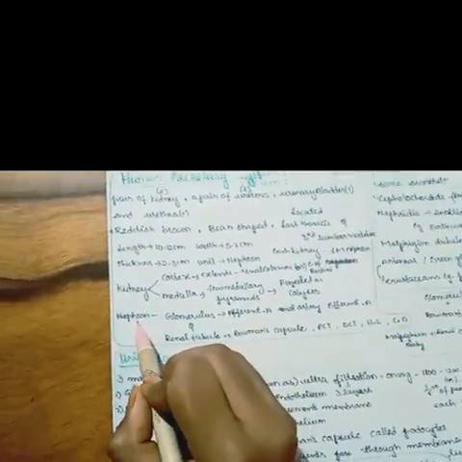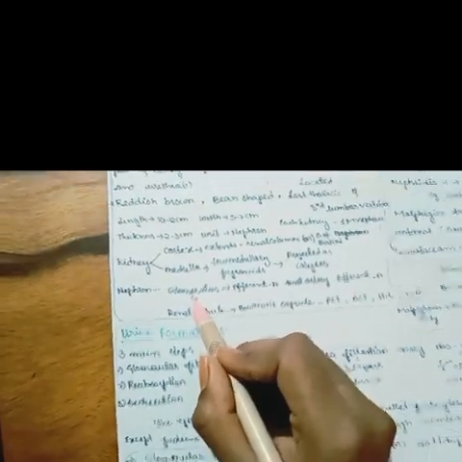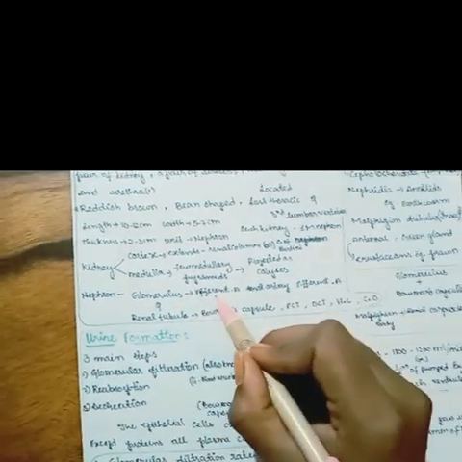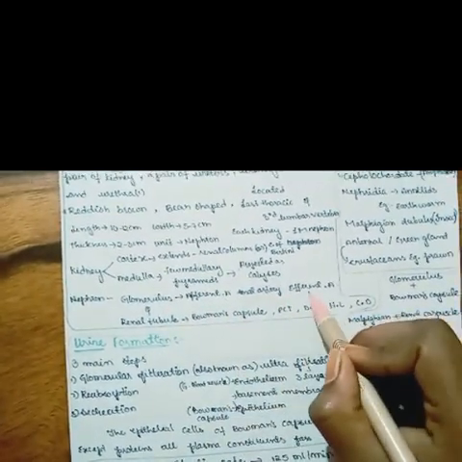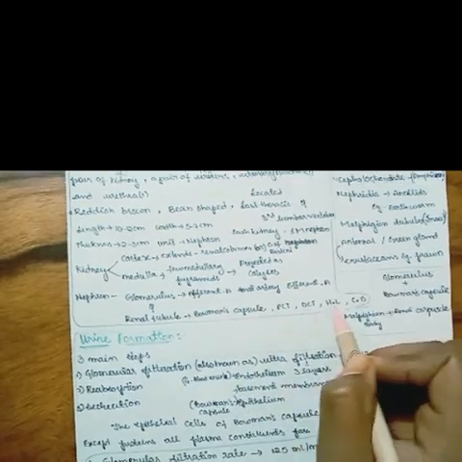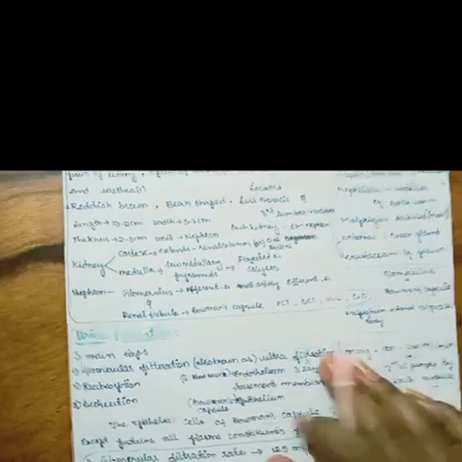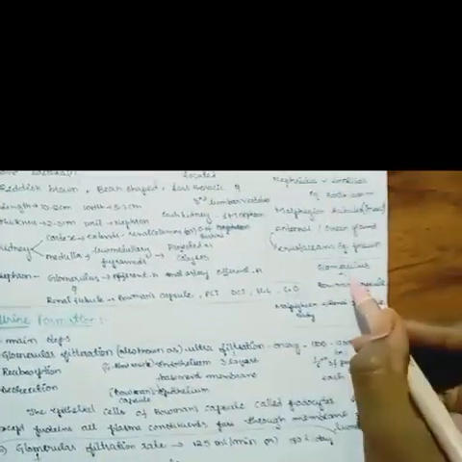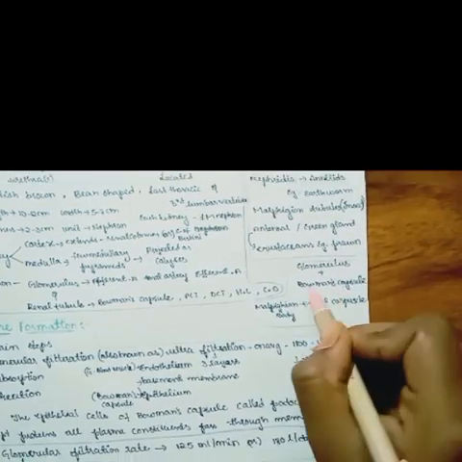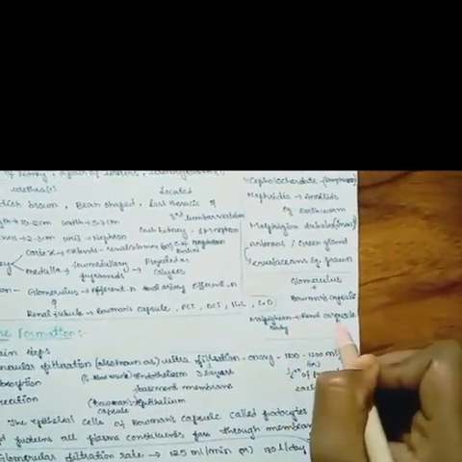Next is the nephron. The nephron can be divided into 2 parts, that is, the glomerulus and the renal tubule. The glomerulus consists of the afferent arteriole, renal artery, and efferent arteriole, whereas the renal tubule consists of Bowman's capsule, PCT, DCT, loop of Henle and collecting duct. Glomerulus plus Bowman's capsule together is known as the Malpighian body, which is also known as the renal corpuscle.